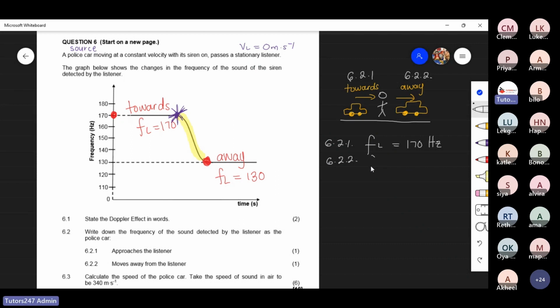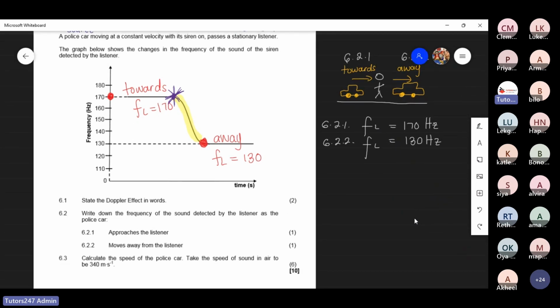Okay, next we need to write the frequency of the listener when the police car is moving away from the listener. Because it is moving away, that is going to be the lesser frequency. So that is our frequency of 130 hertz. Okay, now let us move on to the next question.